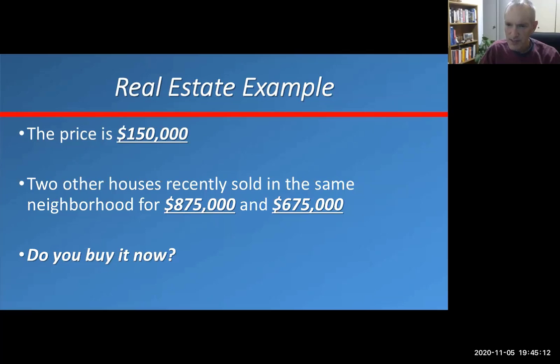So at least these are comparable. 150,000 is comparable because they're houses in the same neighborhood. But you still don't have enough information. You just know this house is cheap, but you don't know why.